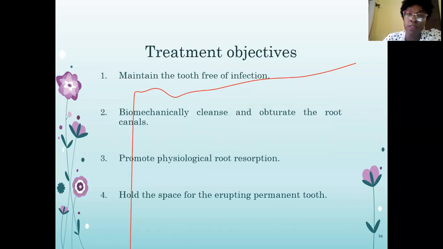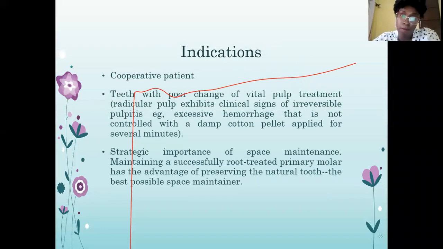So what are the treatment objectives of a pulpectomy? You want to maintain the tooth free of infection. You want to mechanically cleanse and then obturate your root canals. You want to promote physiologic root resorption, and also hold the space for the erupting permanent tooth, because we all know a tooth is the best space maintainer in children.